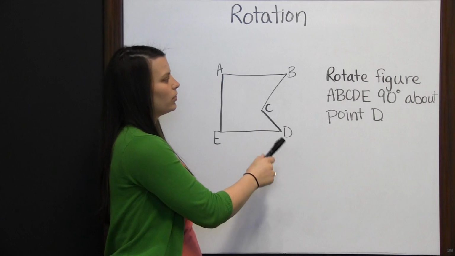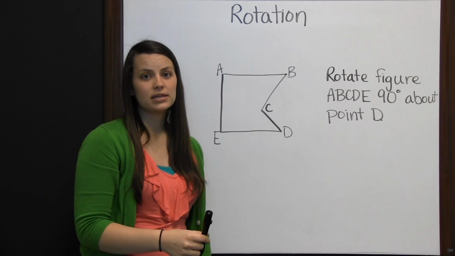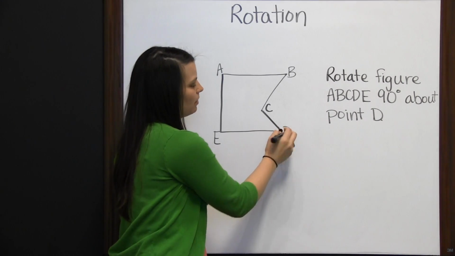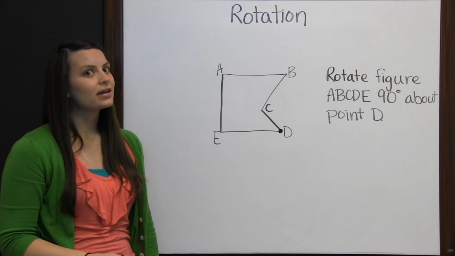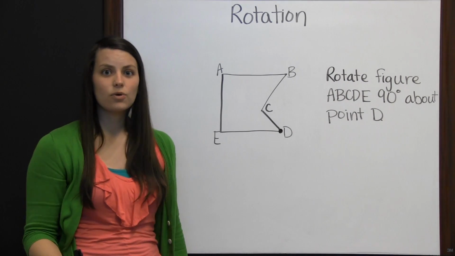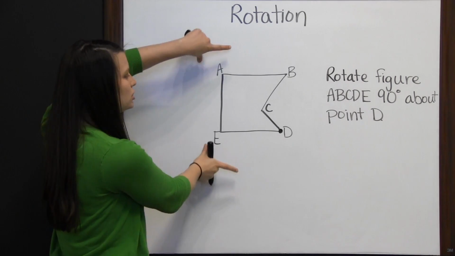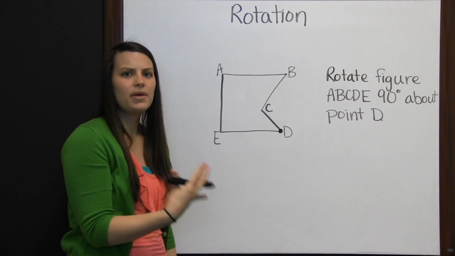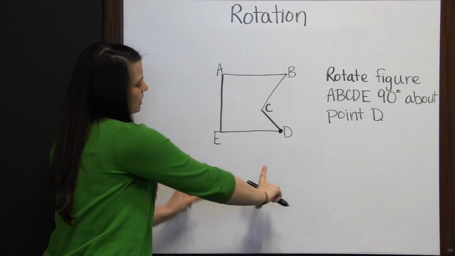So here, we're going to rotate figure A, B, C, D, E 90 degrees about point D. So since we're rotating it about point D, that means that D will remain fixed. It's still going to be right there after we rotate it. That's still where our point D will be. But the rest of our shape is going to turn 90 degrees. And you can think of this kind of as like the pivot point. So the whole rest of our shape is going to turn 90 degrees.